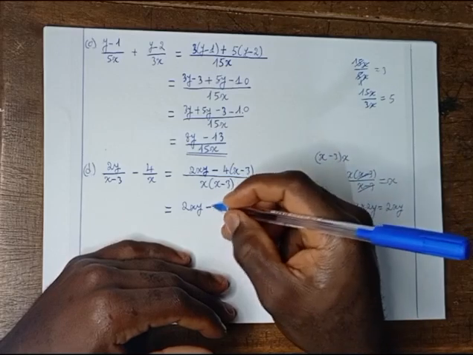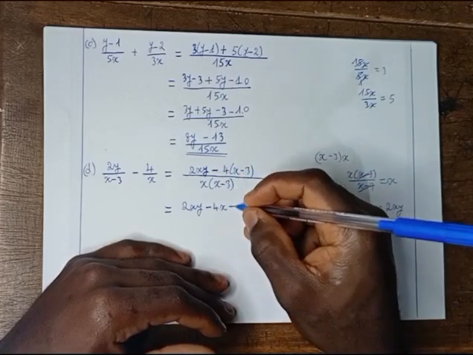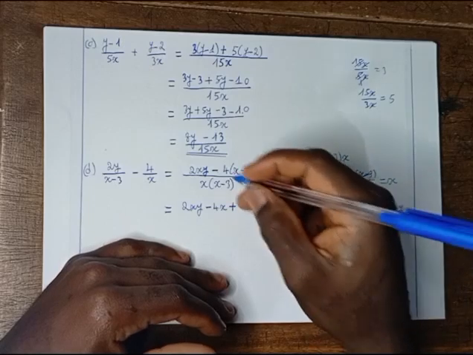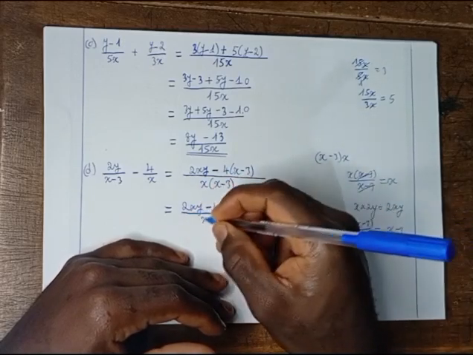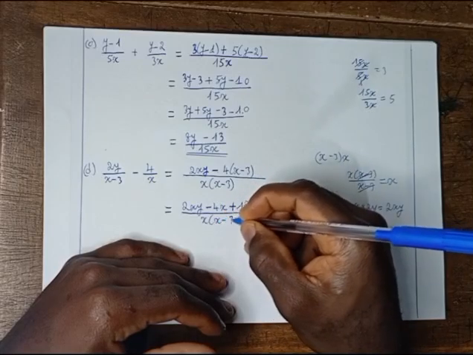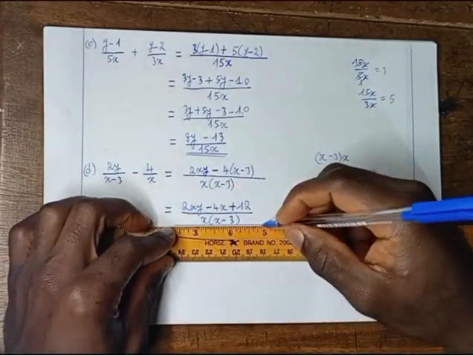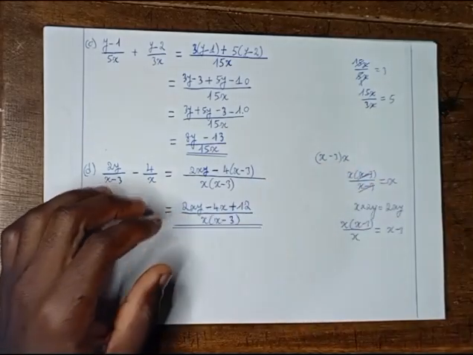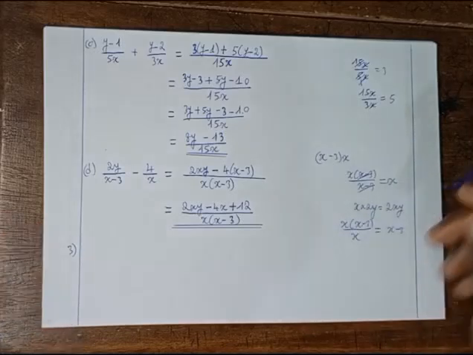Negative 4 times x will give us negative 4x. Negative 4 times negative 3, the negative sign becomes positive. It gives us 12 all over x times x minus 3. We underline the result. We are done. Next, now we go to question 3.